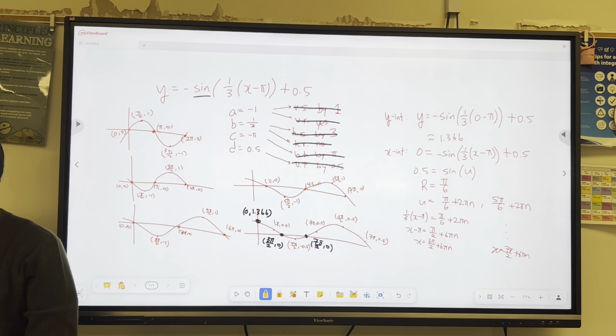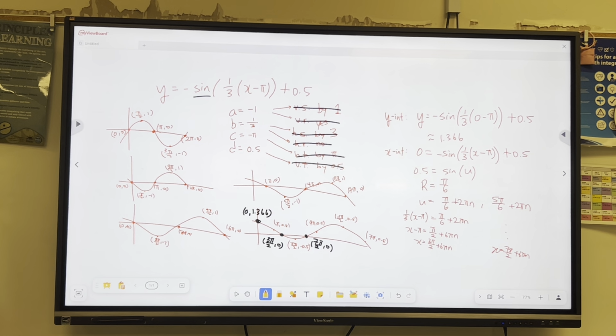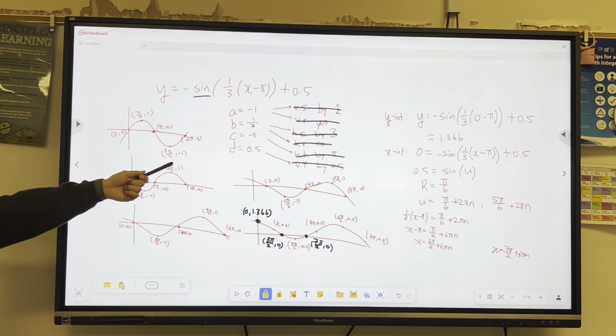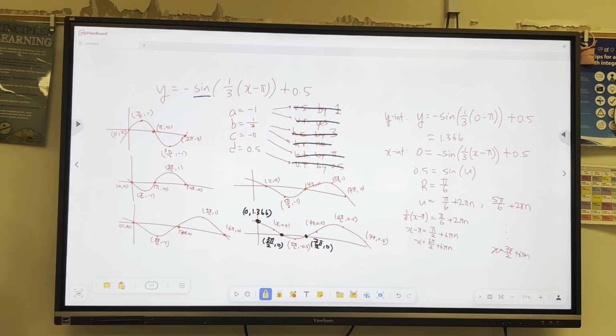Why is there no horizontal stretch? You mean no horizontal reflection? Yeah. Because it's positive. The reflection only happens when it's negative. When A or B is negative, it's reflection.